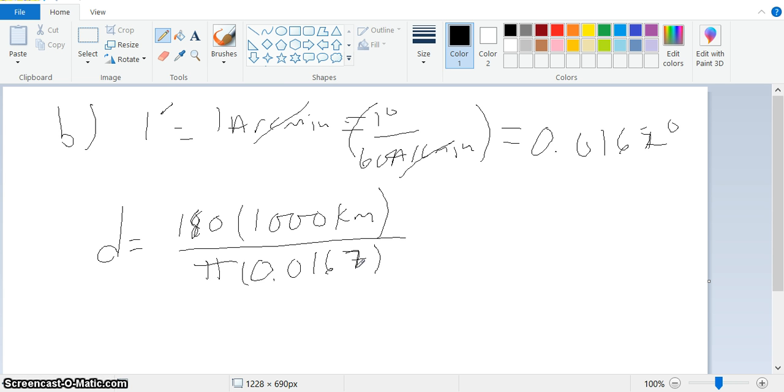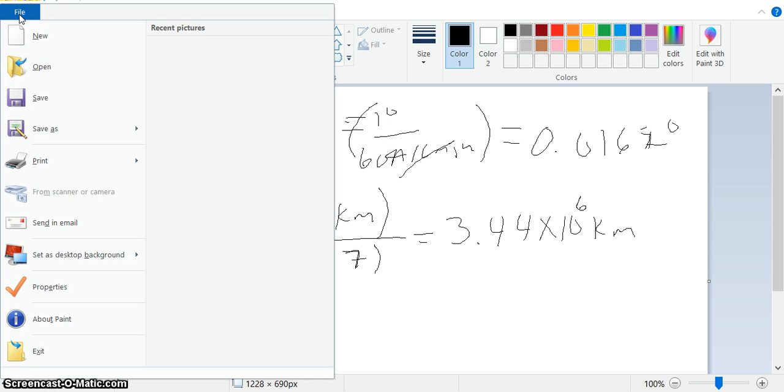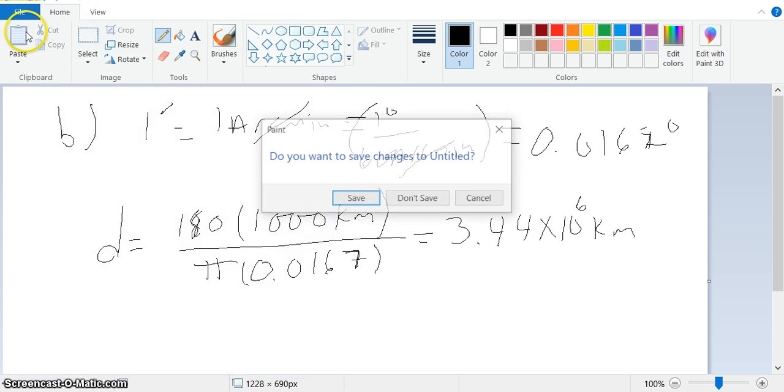Remember, the last one was like 57,000 kilometers. So now it jumps up to 3.44 times 10 to the 6th power, so over 6 million kilometers. So that holds true, right? The angle got smaller. We turned from 1 degree to 1/60th of a degree, and the distance became much larger.